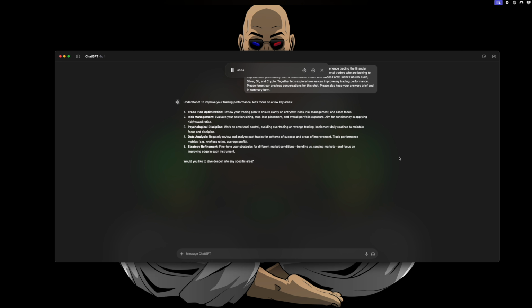4, data analysis. Regularly review and analyze past trades for patterns of success and areas of improvement. Track performance metrics, e.g. win-loss ratios, average profit. 5, strategy refinement. Fine-tune your strategies for different market conditions, trending versus ranging markets, and focus on improving edge in each instrument. Would you like to dive deeper into any specific area?